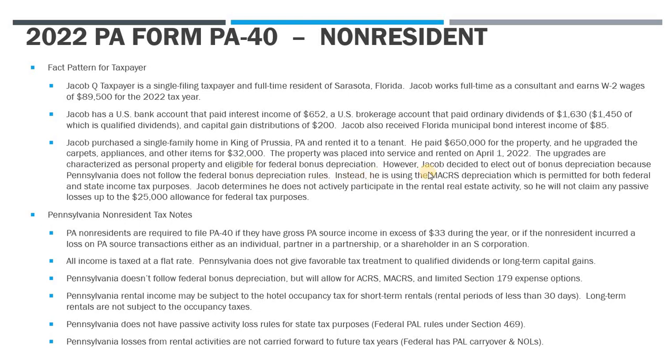However, he decided to elect out of the bonus depreciation and just use the MACRS rules because Pennsylvania does not follow these federal bonus depreciation rules. Now, you can still use the bonus depreciation, but then you would have a state to federal difference. So instead of doing that and just making things easier, he said, well, I'll elect out, I'll use MACRS for both purposes. So MACRS for both federal and state income tax purposes.